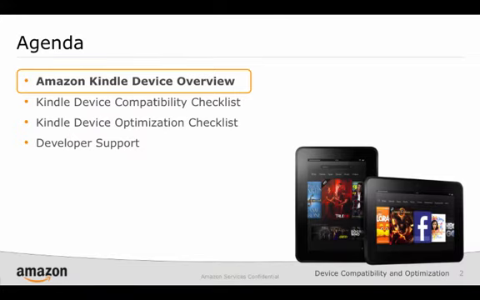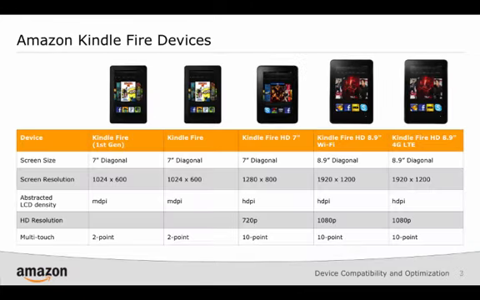First up, we will take a look at the device and feature specifications for each of the Kindle Fire devices. There are 5 Kindle Fire devices that your app can target. Both the first generation Kindle Fire and Kindle Fire devices have a 7-inch screen and are considered medium density devices. Both support 2-point multi-touch. In 2012, we released 3 new Kindle Fire HDs, a 7-inch device and 2 8.9-inch devices.